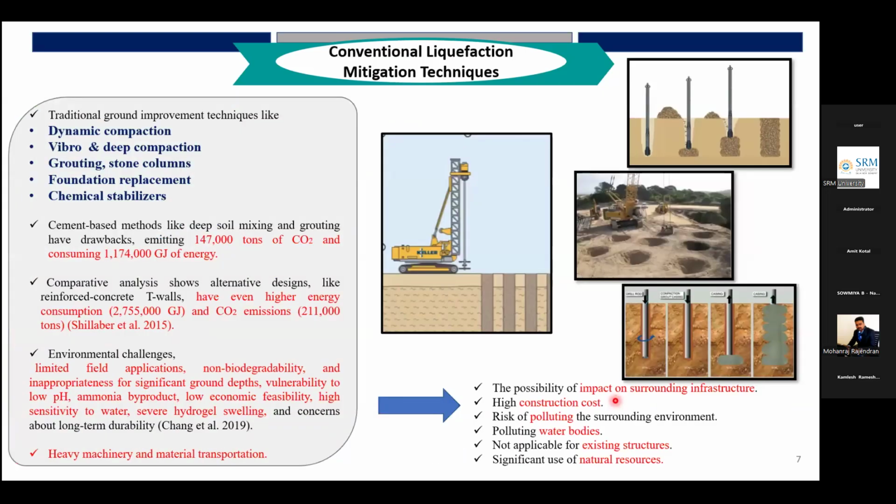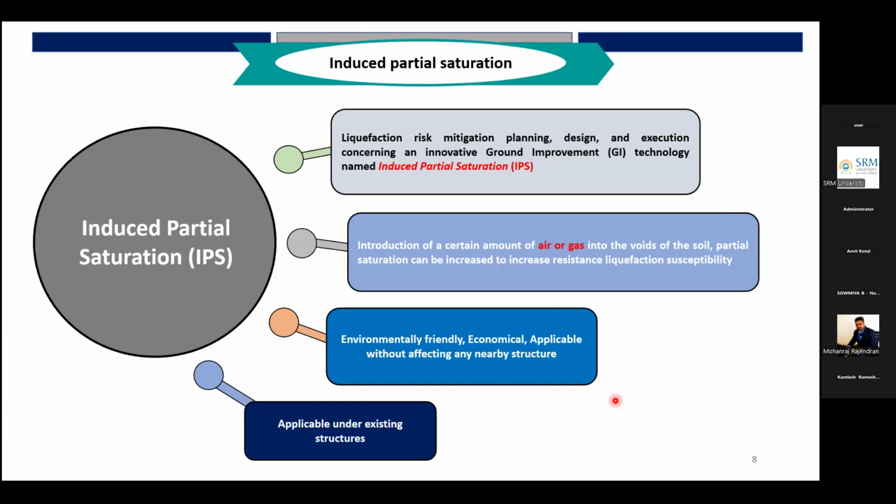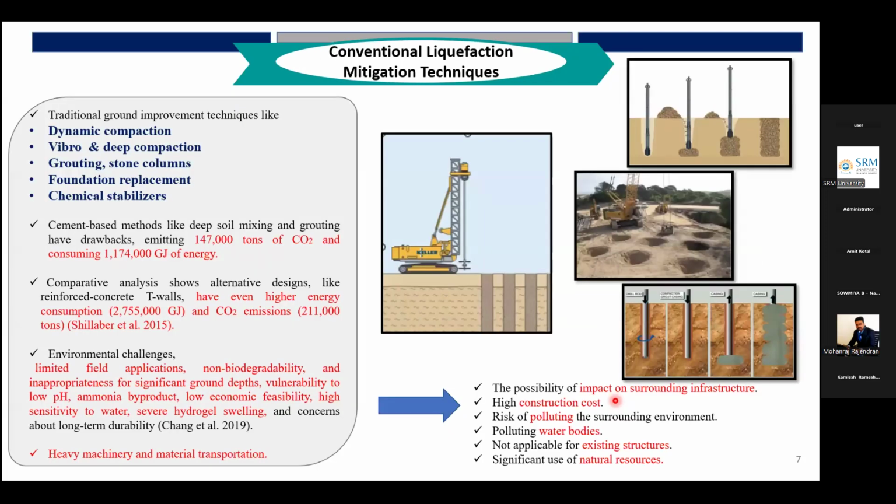Just to look at the conventional methods, what is the current practice for mitigating this kind of liquefiable soil. The traditional methods conventionally are dynamic compaction, vibro or deep compaction methods, grouting or stone columns, foundation replacement or chemical stabilization. These are some of the methods we frequently use to mitigate the soil, especially weak soil, and densify it by doing this kind of ground improvement techniques.